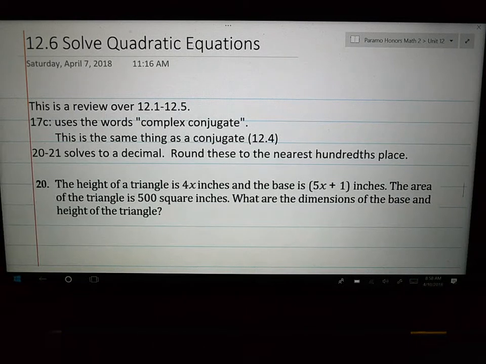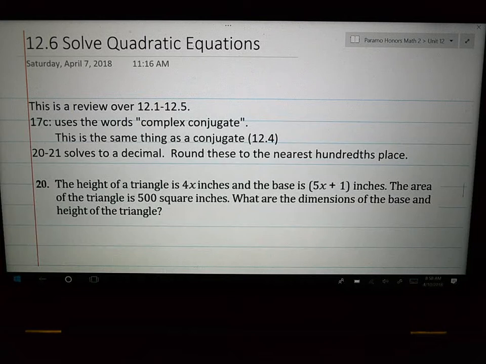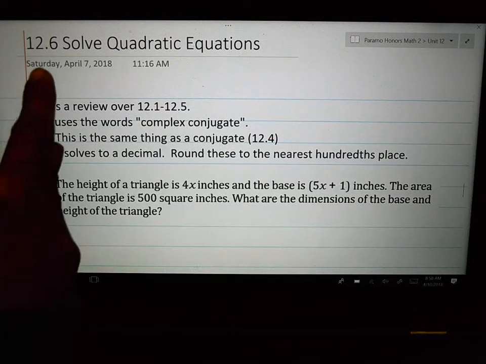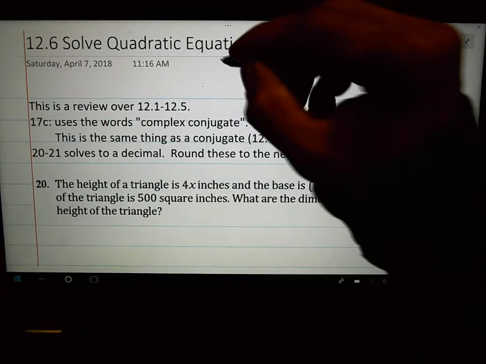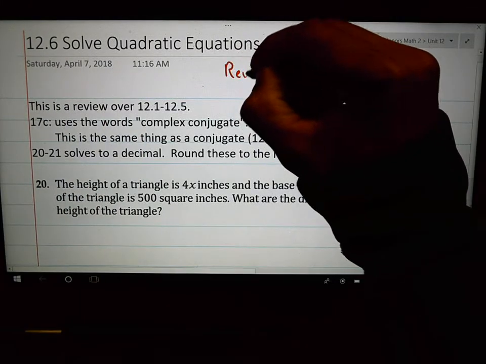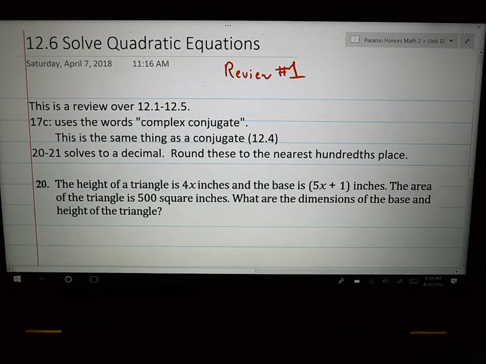In 12.6, on the original packet that I gave you, 12.6 says solve quadratic equations. It's really a review. It's really like review number 1. It reviews everything that you learned in 12.1 through 12.5, basically. So I am calling this our review number 1.